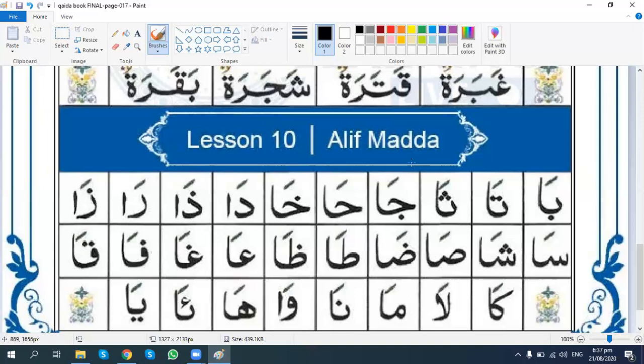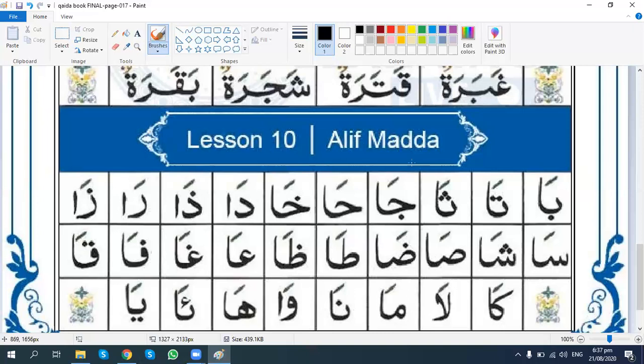So the alif madda definition has two conditions. Keep in your mind that when both conditions are true, then we will call it alif madda, otherwise not. For example, if the first condition is true but the second one is false, then we don't call it alif madda. Similarly, if the first one is false and the second one is true, then also we don't say that it is alif madda. We only say that alif is alif madda if both conditions are true. Got it?